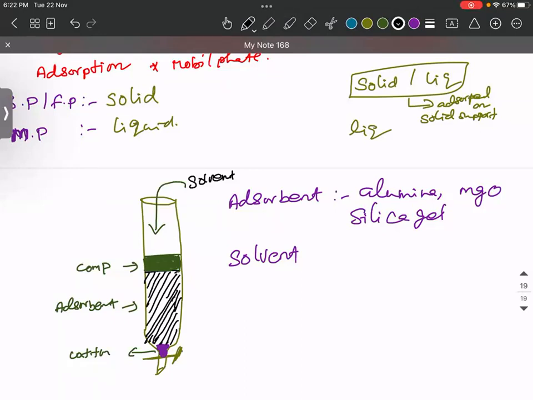So when you are adding compound plus impurity, the compound slowly travels. If there are 2 or 3 compounds also, compound 1 plus 2 plus 3.